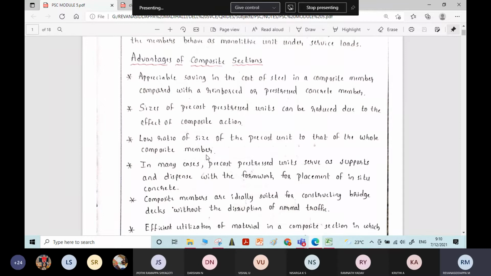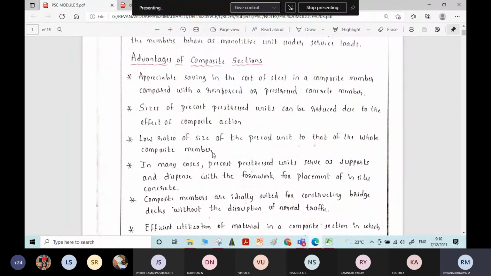In that case, the cast in situ concrete we are placing will be normal strength concrete like M30, M35, or maximum M40 concrete for the slab. But for PSC, the minimum grade of concrete we utilize is M40.